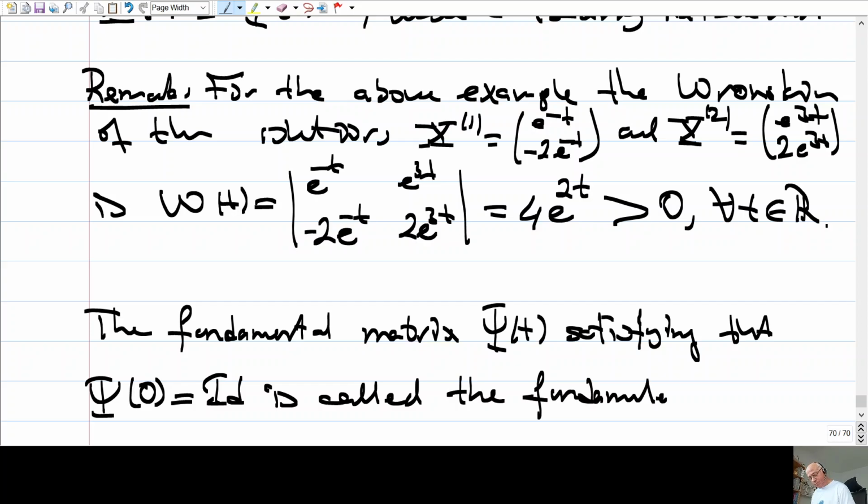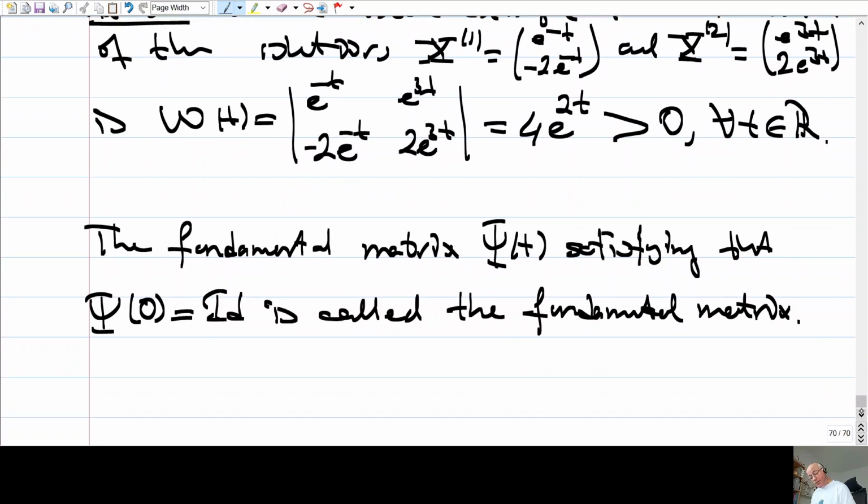The fundamental matrix satisfying the condition that it is the identity matrix, n by n, at zero, is called the fundamental matrix. And there is only one such matrix, and what is that? Well, the general form of the solution was e to the power tA times c, right?